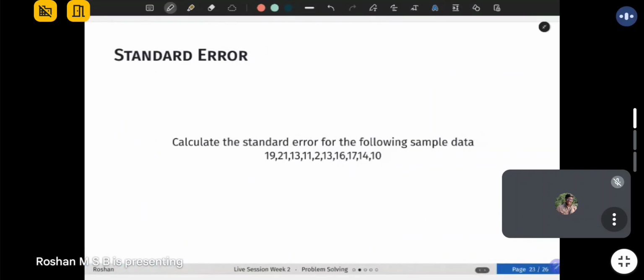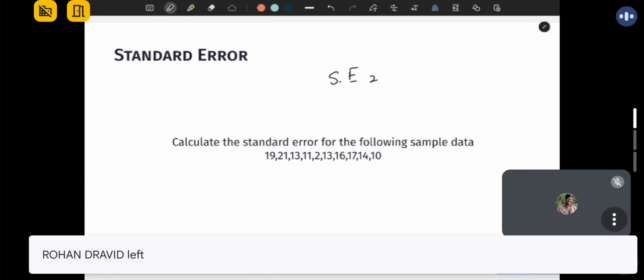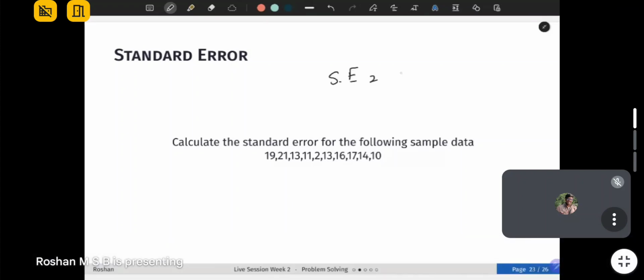Moving on to the next question. Calculating standard error. Can anyone tell me what will be the formula for standard error? Standard deviation by square root n.